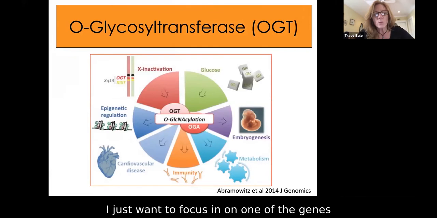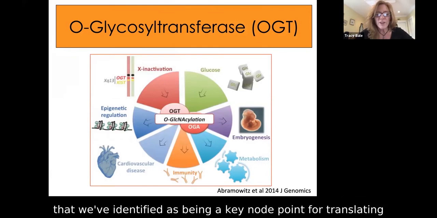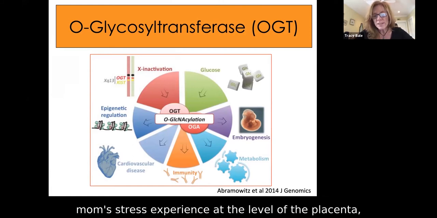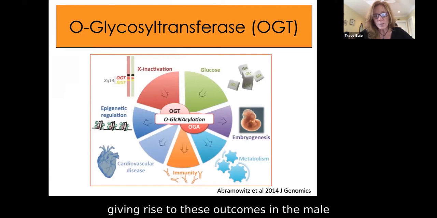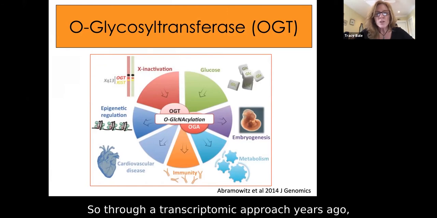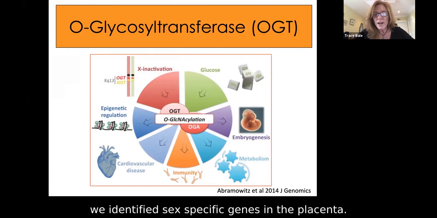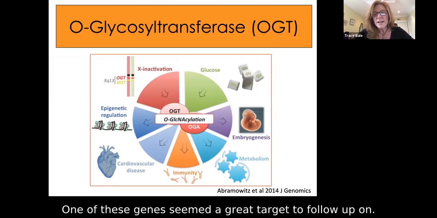I just want to focus in on one of the genes that we've identified as being a key node point for translating mom's stress experience at the level of the placenta, giving rise to these outcomes in the male but not female offspring. So through a transcriptomic approach years ago, we identified sex-specific genes in the placenta. One of these genes seemed a great target to follow up on.